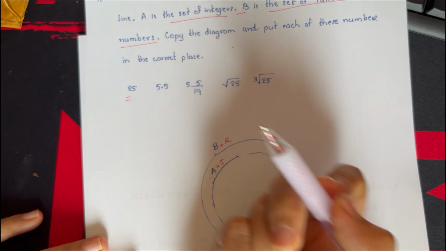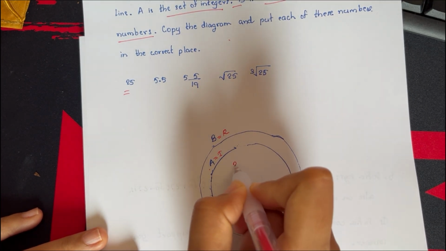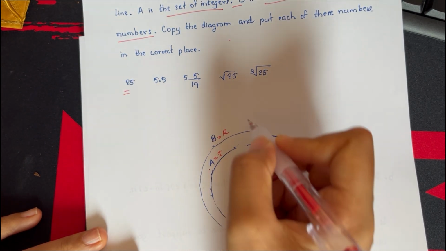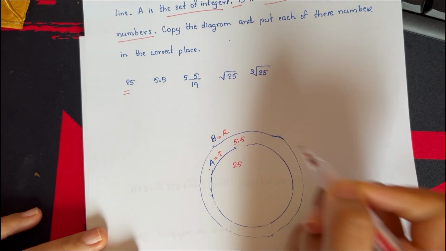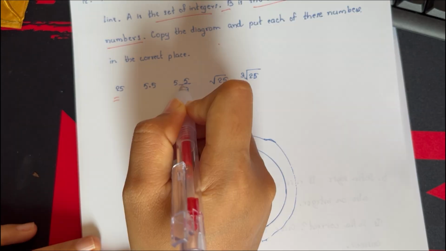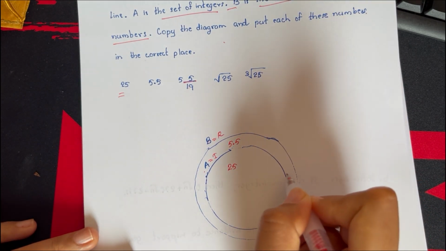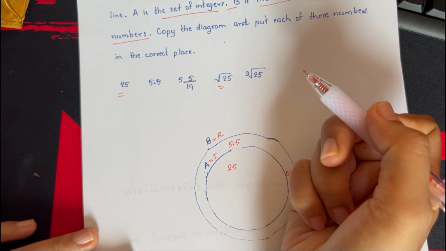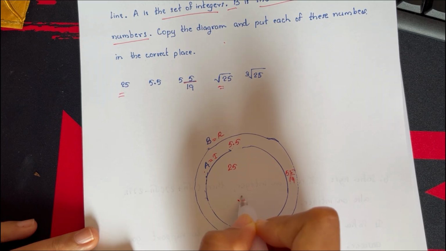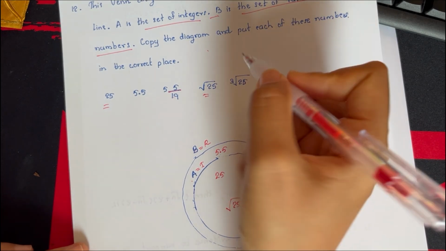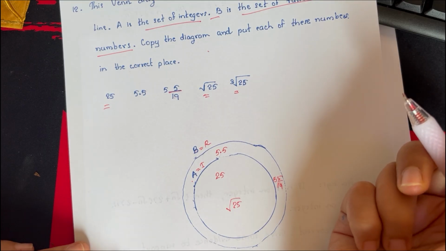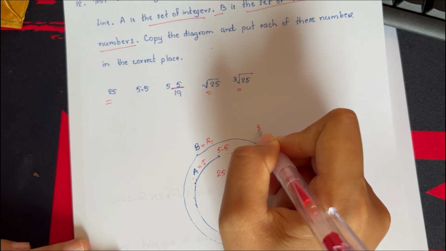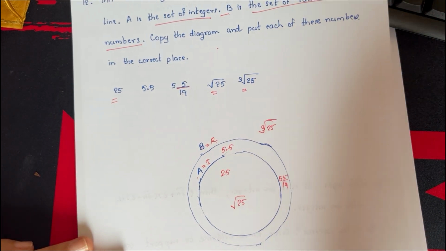Let's see 25. 25 is an integer, so we will put it inside A. And 5.5. 5.5 is a rational number, so we will put 5.5 there. And 5 by 19 is a rational number, so 5 by 19. And root 25. Root 25 is equal to 5, so this is an integer, we will put root 25 here. And 2 root of 25 is an irrational number. Here is only integer and rational, so we will put 2 root of 25 outside. This is an irrational number.